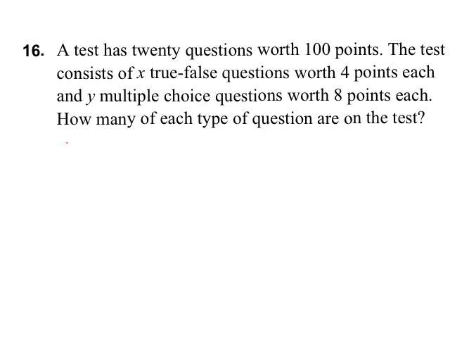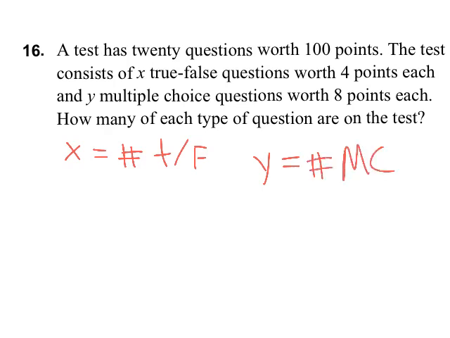So we have X, which is the number of true false questions. X is not the point value for true false. X is the number of true false questions. And then it tells me that Y is the number of multiple choice questions, right? So that is my first step. All I'm doing is defining my variables. Those are not my equations, okay?